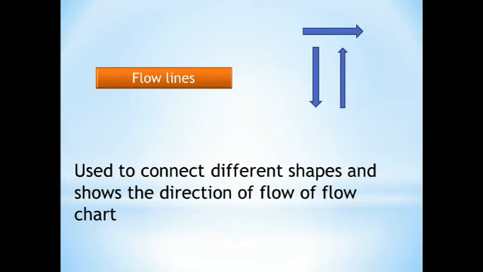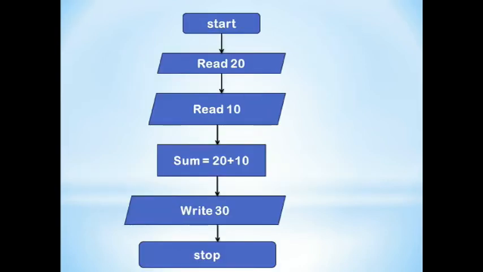And next we can draw a flowchart to add two numbers. See here, the starting of the program is represented by the start or stop box. And after starting the program, we have to read two numbers, 20 and 10. So for that we use a parallelogram, which is also known as the read or write box. And the process is addition. We have to add these two numbers, 20 and 10. That is written inside the process box or rectangle.